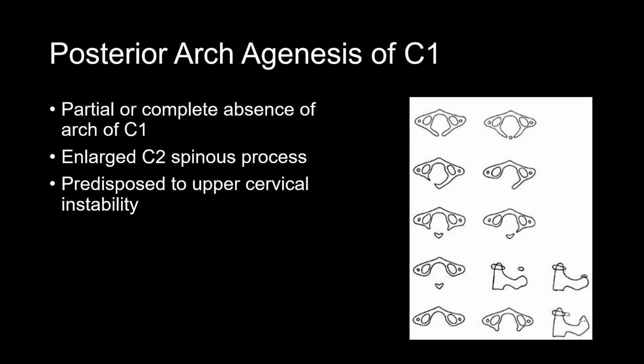Posterior arch agenesis of C1. There's a lot of variation within this congenital anomaly, and as you can see with this chart, there are quite a few different varieties. Most commonly, you'll have some form of incomplete, usually this. This can also progress to being almost complete agenesis of the posterior arch.